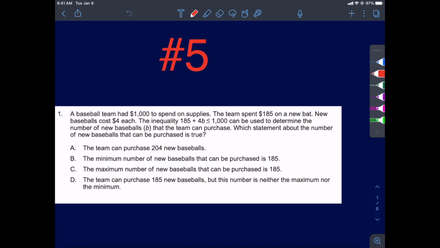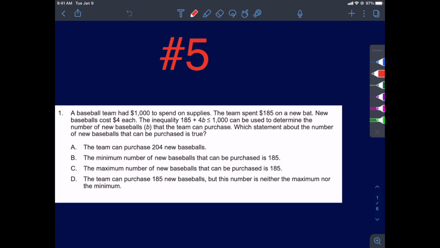At number 5, a baseball team had $1,000 to spend on supplies. The team spent $185 on a new bat. New baseballs cost $4 each. The inequality 185 plus 4b is less than or equal to 1,000 can be used to determine the number of new baseballs b that the team can purchase. Which statement about the number of new baseballs that can be purchased is true?